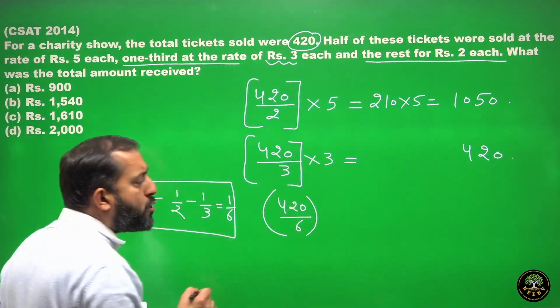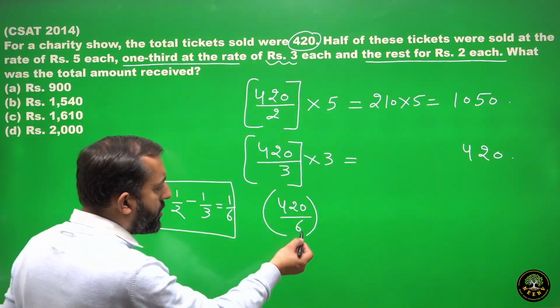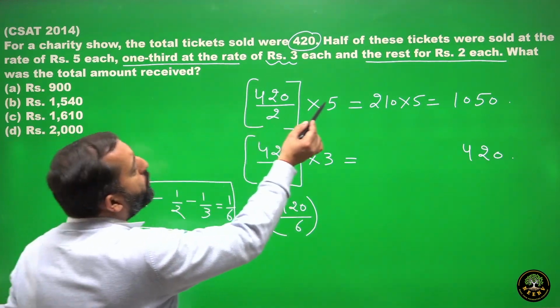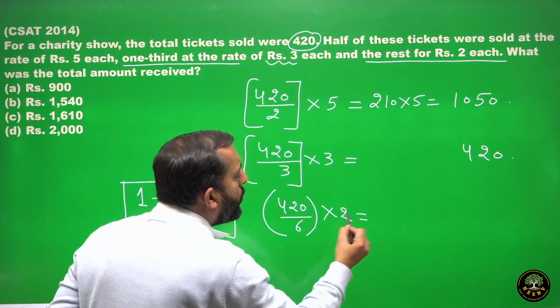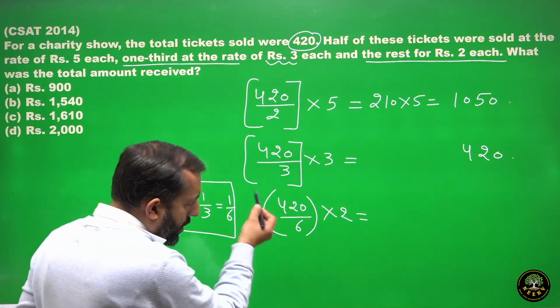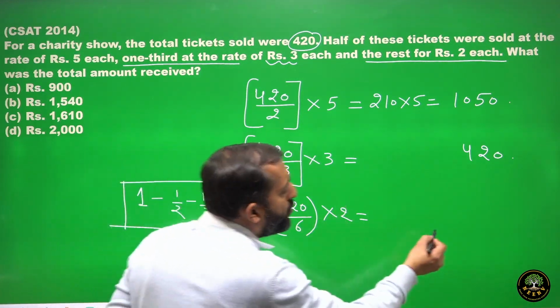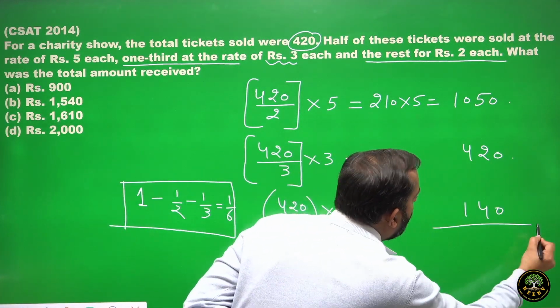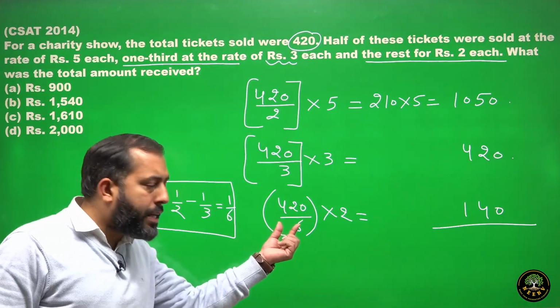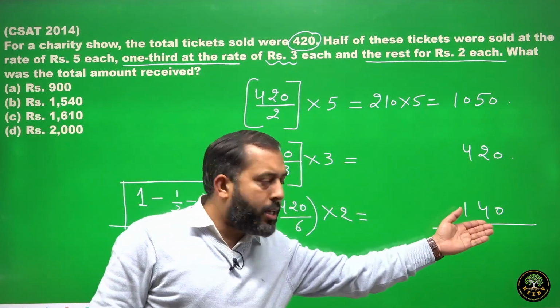These many tickets would be left out. So if you do this, and these many tickets have been sold at what? They have been sold at rupees 2 each. So if you solve this, it becomes 70 into 2, which is 140. So from these remaining tickets, the amount of money earned is 140.